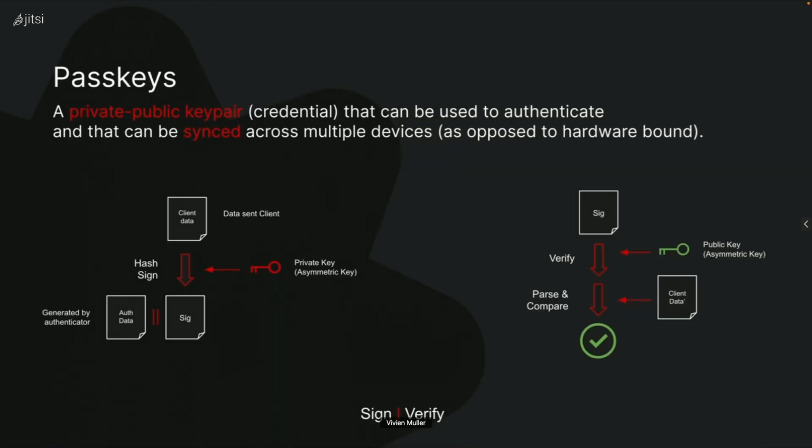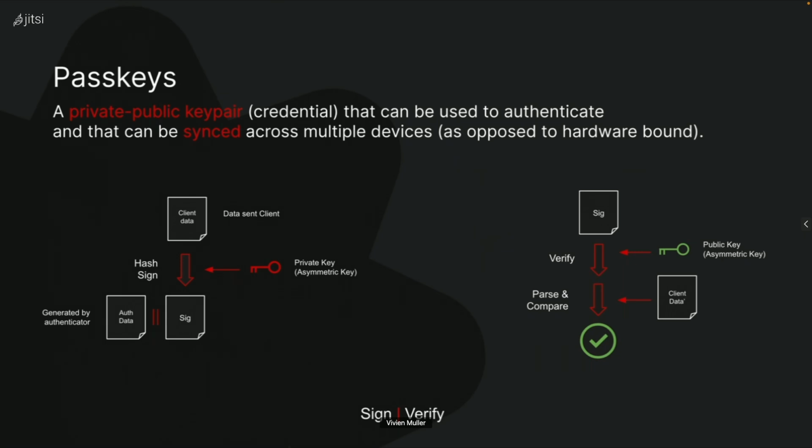So how does it work? Like a passkey, there are different definitions of passkeys. It's a new term that was coined about two years ago, because obviously CTAP and WebAuthn is not a very sexy name if you want mass user adoption. So what is a passkey? It's a private-public key pair that can be used to authenticate. And one of the new things that was added recently is the ability for these passkeys to be shared across multiple devices, as opposed to making these keys hardware bound.